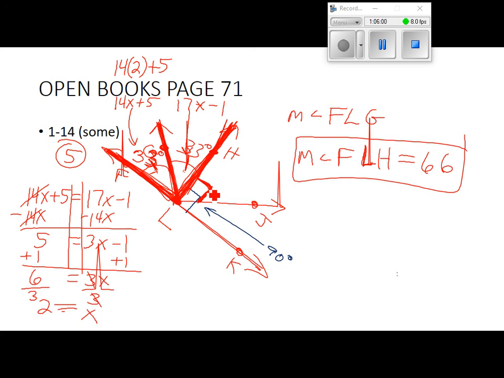So what do we know about this angle right here? 90 degrees. This is 33, that's 33, that's 90. Could we find this angle right here, from here to here? What should be true about all those angles together? They should add up to 180, so we should be able to go back and find that. They didn't ask us to do that, so. It's 90.